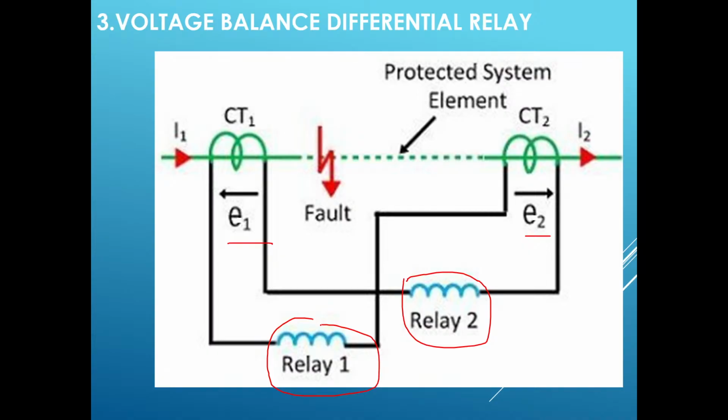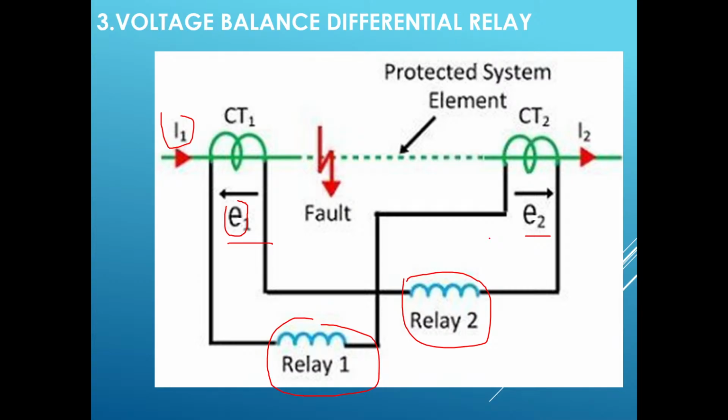So the voltage biased differential relay uses air core CTs. The CTs that are used here are air core CTs, which induce voltages in the secondaries linearly with respect to the current. That means the EMFs that are induced across the secondaries will be linear to the current that is flowing through the CT. That's what is meant.